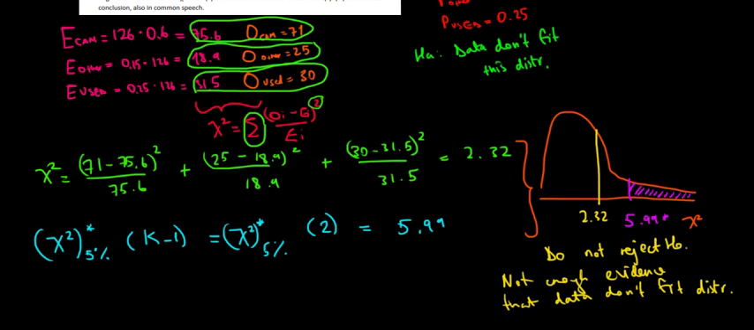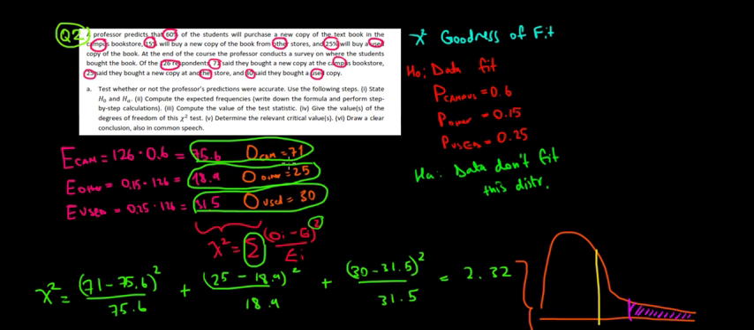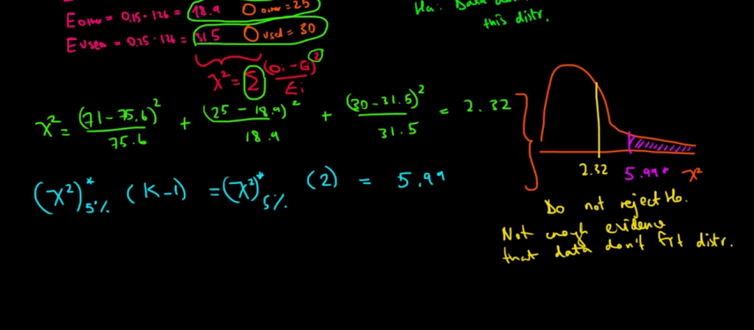And before finishing the question, let's just look intuitively. Does this make sense? If we look at the actual observations, 71 is not that different from 75.6. 25 doesn't differ much from the other one, 18.9. And 30 is very close to 31.5. So indeed, intuitively, we can see that the differences are not that high, but the statistics, the actual test, just proves it. And we are done.